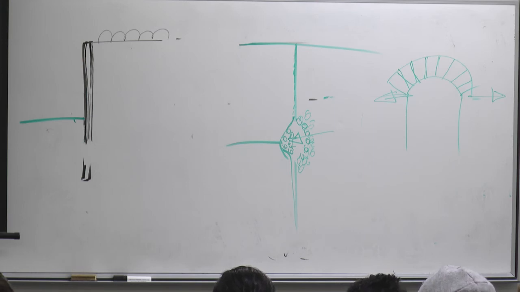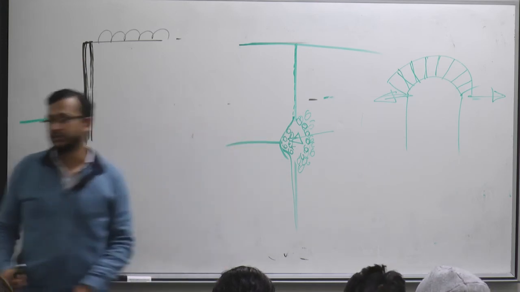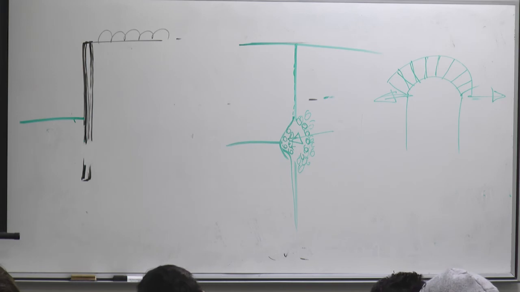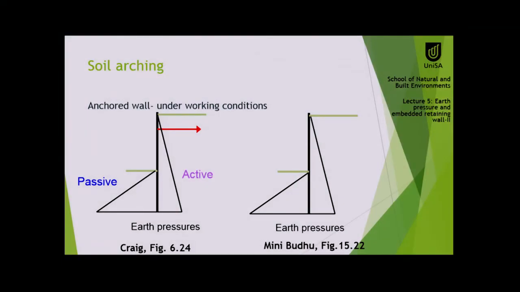So in soil over here, it will form a kind of arching. But it depends on many things. Not necessarily will it form like that. It could be any shape. So I put two examples over here, one from Craig's Soil Mechanics, figure 6.24, and another from Muni Budhu, figure 15.22. One is for very dense soil, the other is medium dense, and two different failures. So it depends on how the flexible wall deflects.